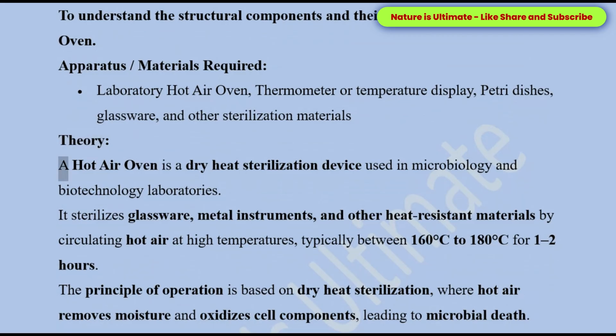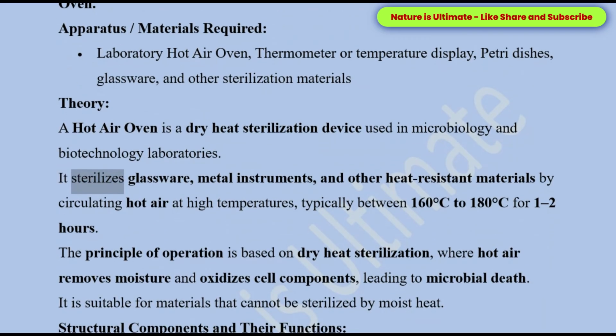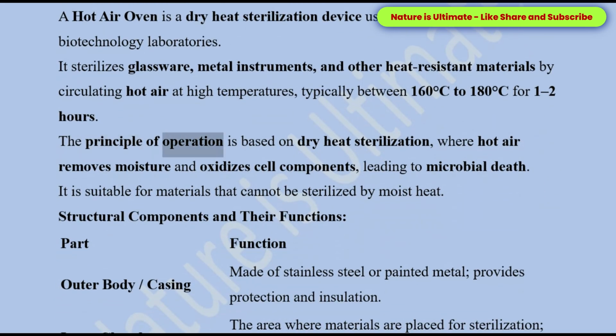Theory. A hot air oven is a dry heat sterilization device used in microbiology and biotechnology laboratories. It sterilizes glassware, metal instruments, and other heat-resistant materials by circulating hot air at high temperatures, typically between 160 degrees Celsius to 180 degrees Celsius for 1 to 2 hours. The principle of operation is based on dry heat sterilization, where hot air removes moisture and oxidizes cell components, leading to microbial death. It is suitable for materials that cannot be sterilized by moist heat.